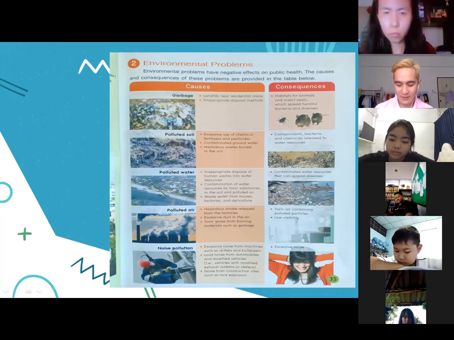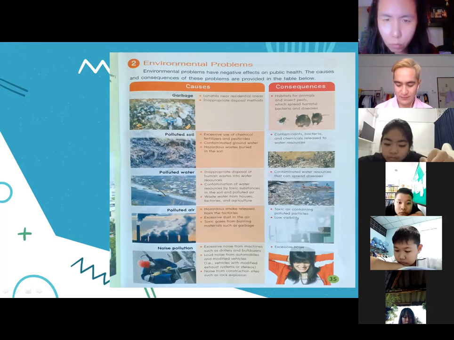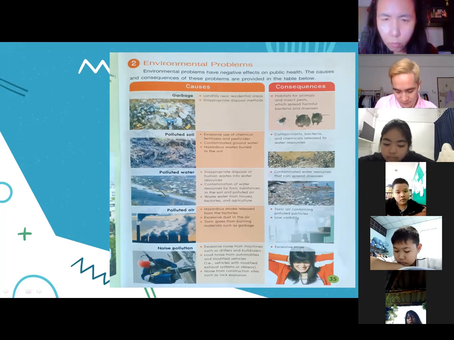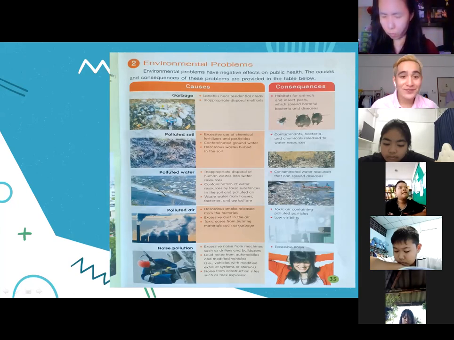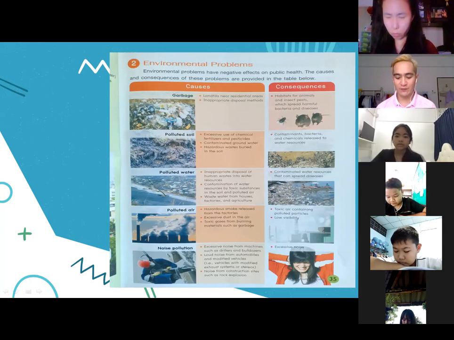Polluted water. Okay. Inappropriate disposal of human waste into water resources. Contamination of water resources by toxic substances in the soil and polluted air. Wastewater from houses, factories, and agriculture. Okay, so these are the three causes of polluted water.